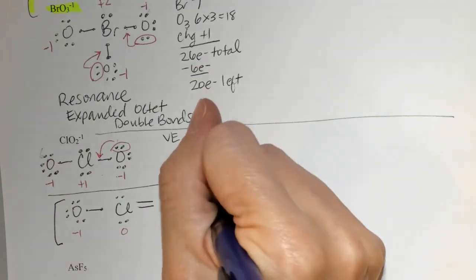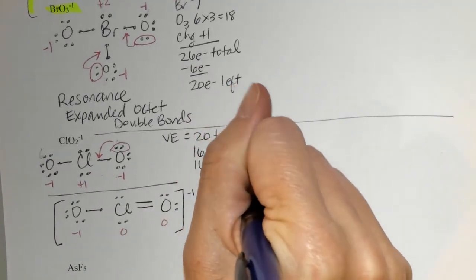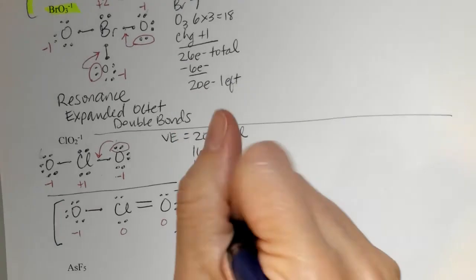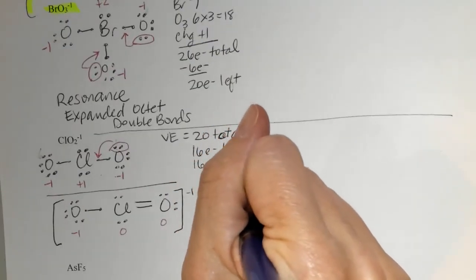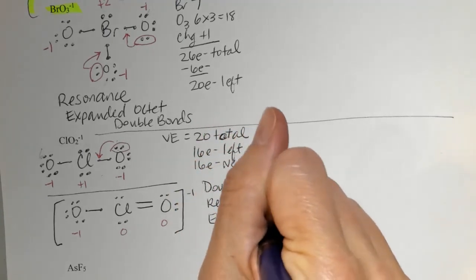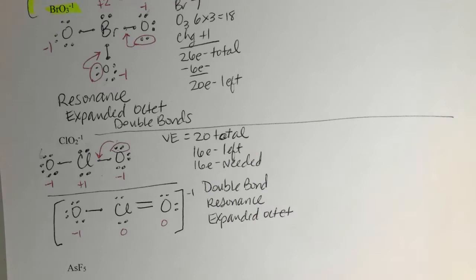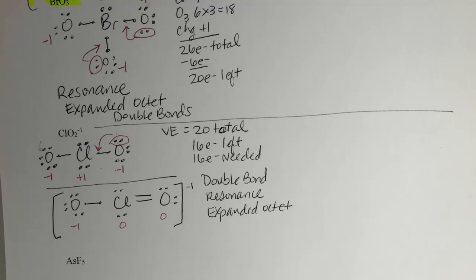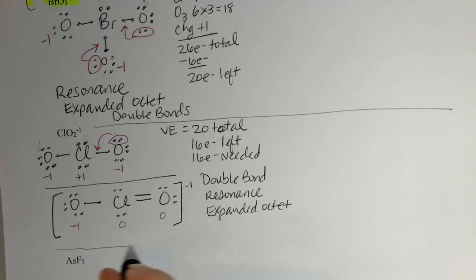So again, we've got a double bond here. Since both terminal elements are oxygen, that means we have resonance. And we've expanded the octet on the center chlorine, which is possible because it is a row 3 element. So that is definitely doable because it can tap into those 3D orbitals. All right. That is your chlorite polyatomic ion.